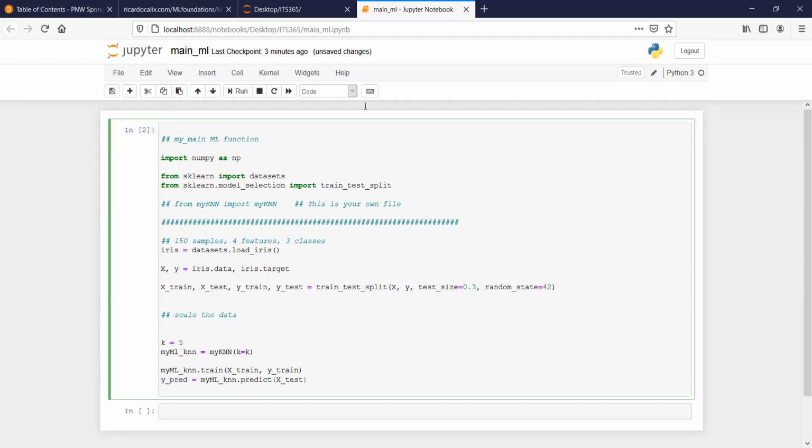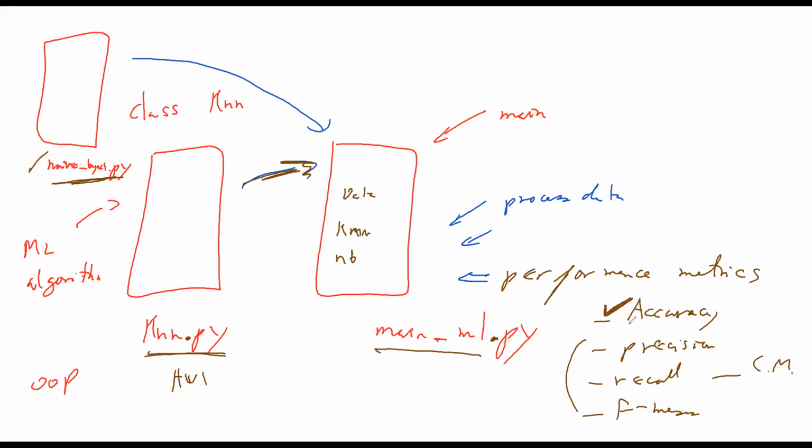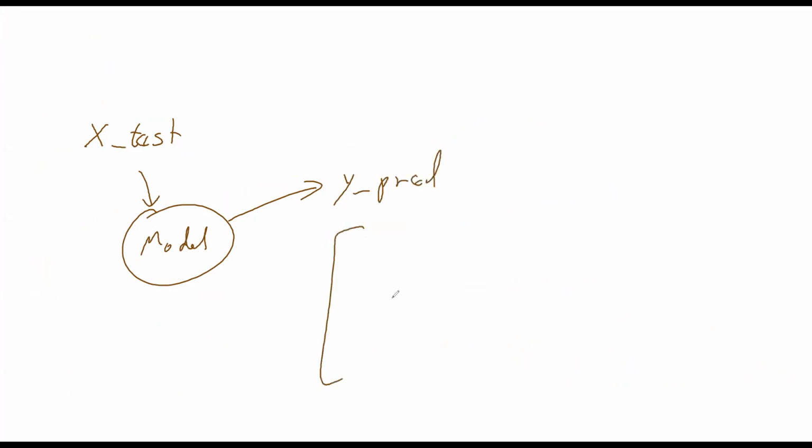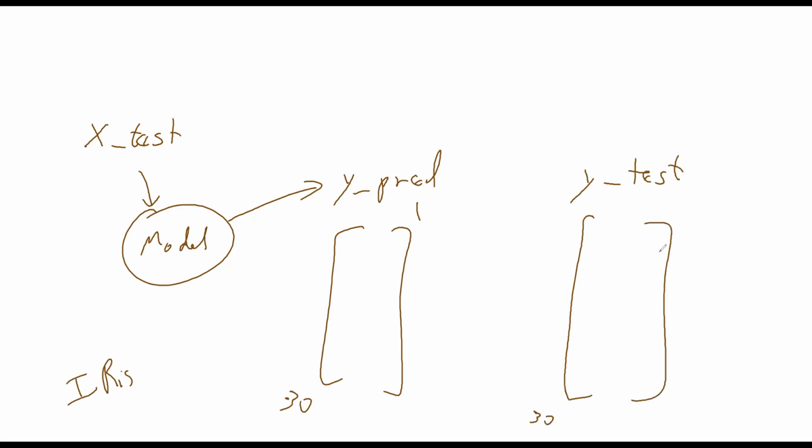So now, if I go back to the whiteboard, this is a very important concept that I'm introducing today. We're going to have X test, which we run through the model, whatever it is, KNN, etc. This will output Y pred. Y pred is a vector, for iris, so it's a vector of 30 by 1 of labels. And then Y test is the original data annotated by a human, also of 30 by 1.